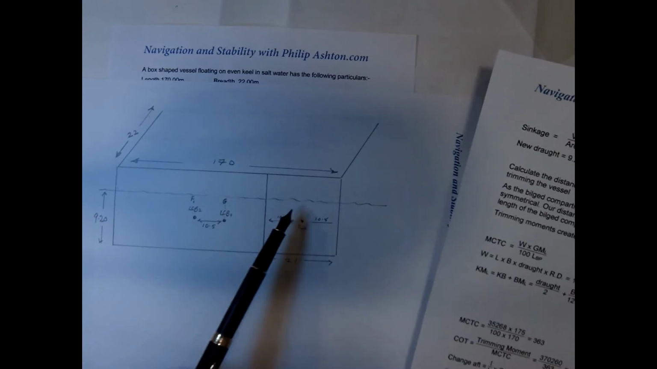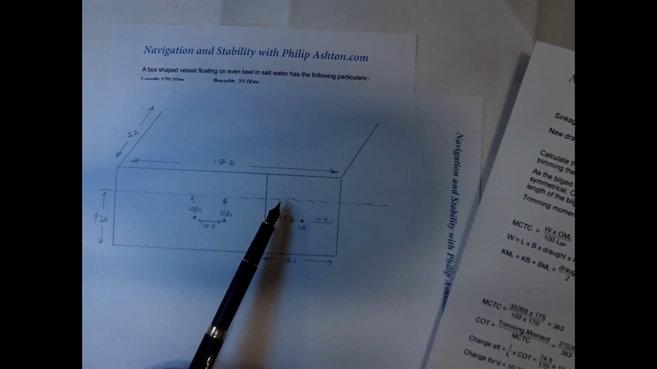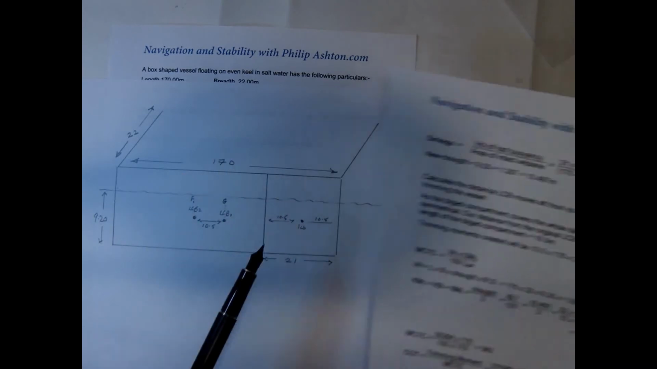So always with the bilging problem you calculate the sinkage first. 21 by 22 by 9.2 will be the lost buoyancy, and hopefully you realise there, because the waterplane area is not intact, when we work out the intact waterplane we have to subtract this length off. So you can see I've written there 170 minus 21. So the new draft 10.497.